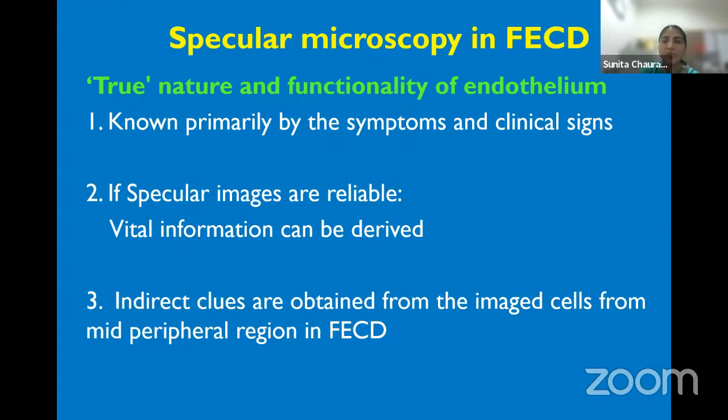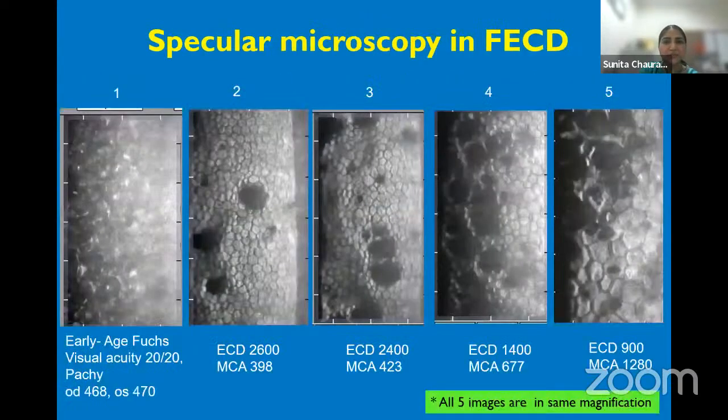If the specular images are reliable, then vital information can be derived from them, and there can be certain indirect clues obtained from the cells in the mid-peripheral region. We know that Fuchs is a central corneal disorder to begin with and thereafter spreads to the periphery. So images from the mid-peripheral area also give us an opportunity to know the status of the condition. This is just to show 5 images of 5 different patients.